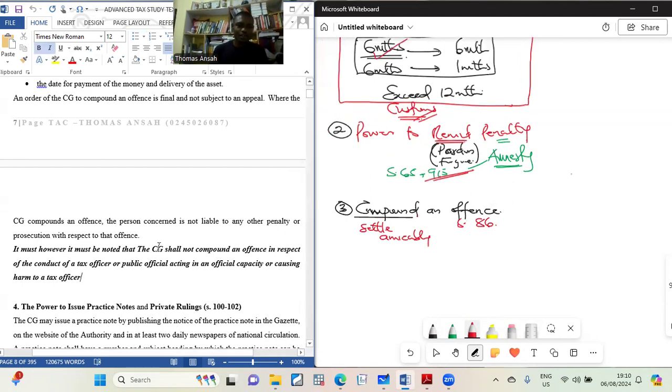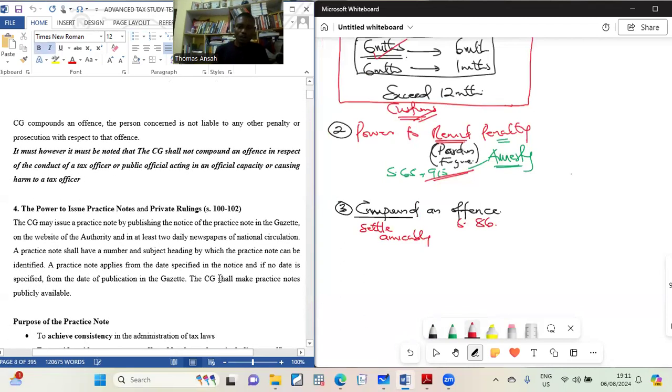That, however, it must be noted that the CJ shall not compound an offense in respect of conduct of a tax officer or a public official acting in an official capacity. All right. So if you cause harm to such person, no. Now, we come to the fourth one, which is the power to issue practice notes and private ruling.